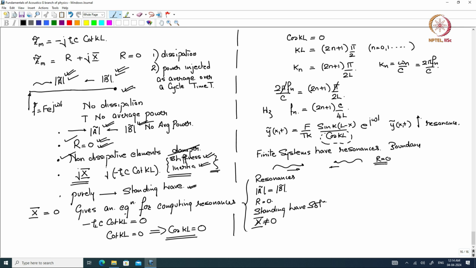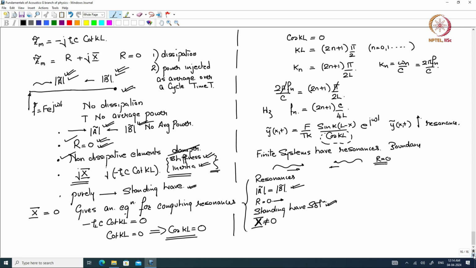Okay, even when you have a small amount of dissipation, there can be resonances, etc. Let us not discuss that part over here. Right now our systems are non-dissipative. Okay, so R is equal to 0. Okay, that results in A tilde being equal to B tilde, that results in a standing wave solution, okay, and x will not be 0. So let us understand it, that these are all tied together.